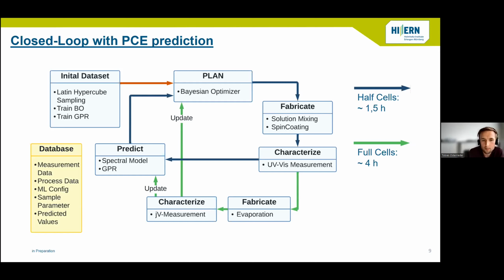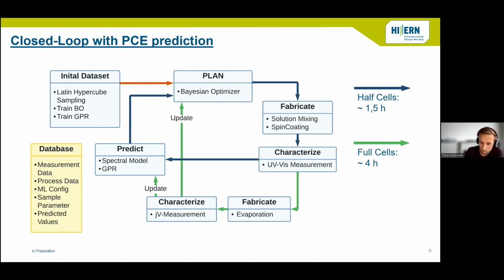Of course, our model is not 100% accurate. So in order to prevent any information loss, we still finish the full cells. We measure the efficiency, and then we use the real efficiency to update both the Bayesian optimizer and our GPR model. So the Bayesian optimizer, at the start of each iteration, will check if it has the real PCE of a sample. If it has, it will take this. If it doesn't have the real PCE, it will just take the predicted PCE.